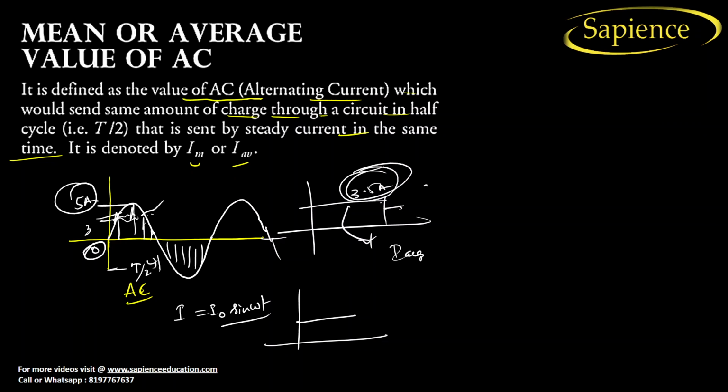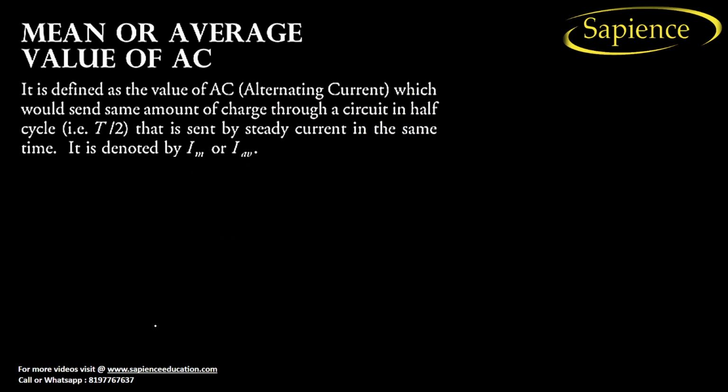Okay. So basically average means we need a discrete value so that we can use that value. We cannot use the variable value every time. So let us find the I average. How will you find the I average current? Definition you have understood, right? Now we will try to derive it.